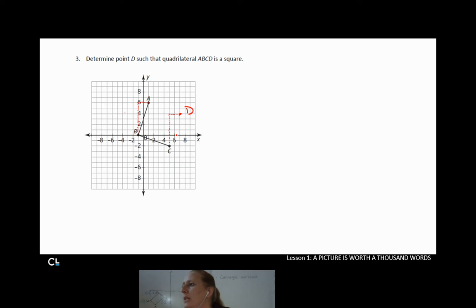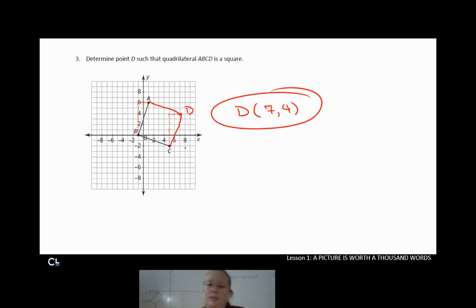Boom! There it is. There's point D. The coordinates for point D, I do need to give the coordinates. So D is at, where do we go? Right 7, up 4. Yeah. And I can connect it and make my square. And isn't it a pretty little square? Woo! I feel like that was nicer than some of the other problems we've done.